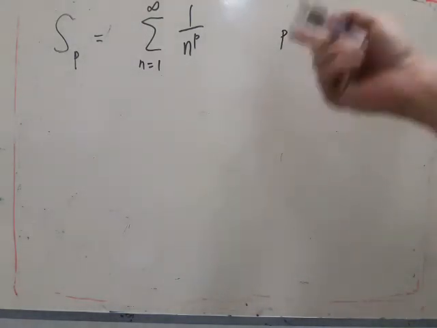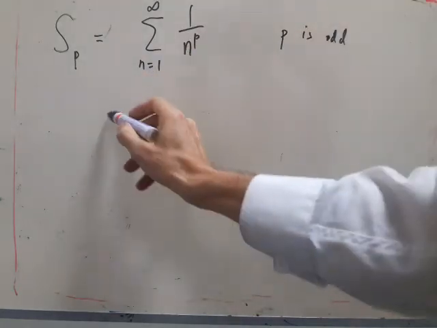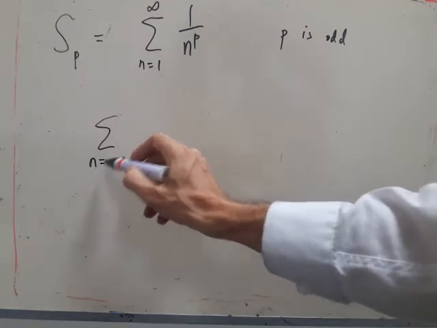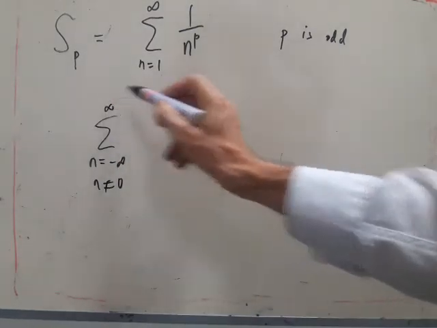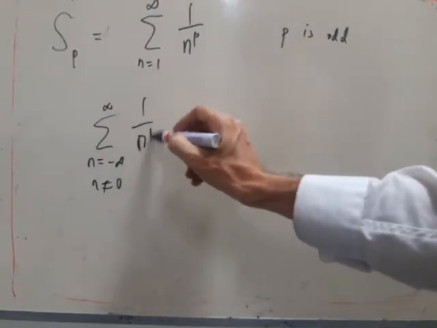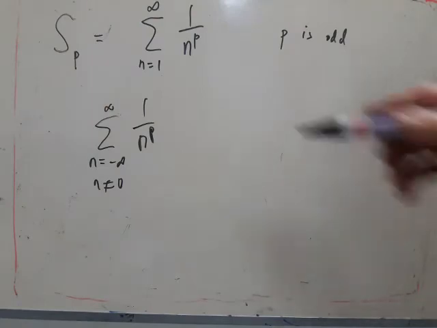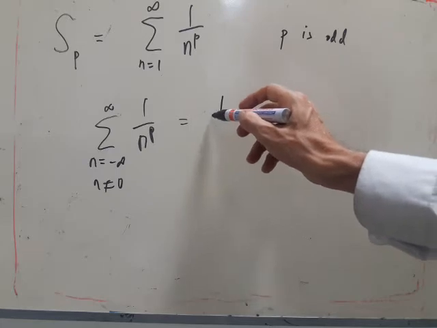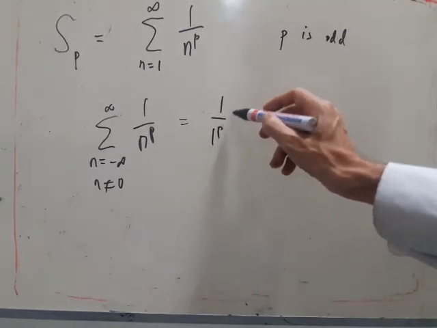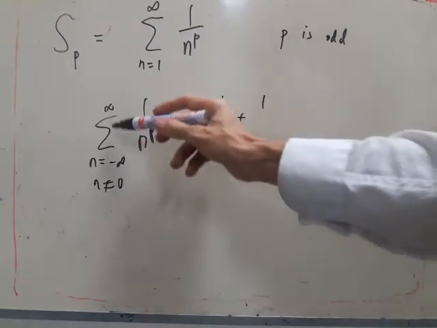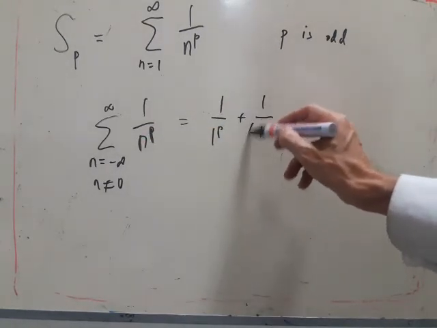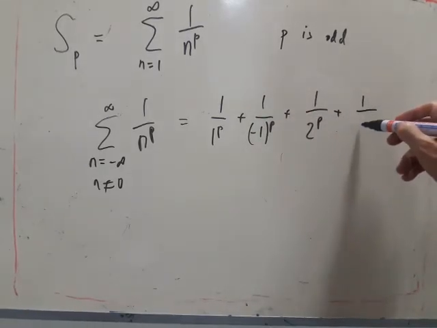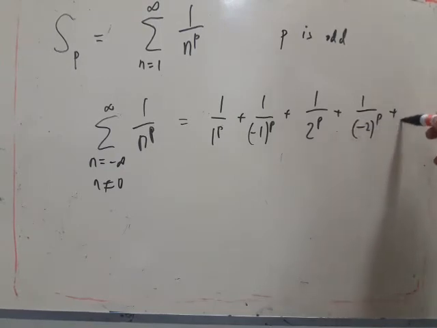Because when p was even, in the example, we had no problem, because basically we were dealing with the sum. We have an expression for this. But you see, if we expand this, then what do we get? 1 over 1 to the p plus, I'll do plus or minus, then we've got 1 over minus 1 to the p plus 1 over 2 to the p plus 1 over minus 2 to the p plus etc.